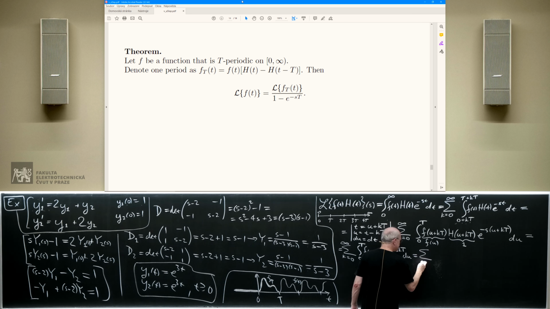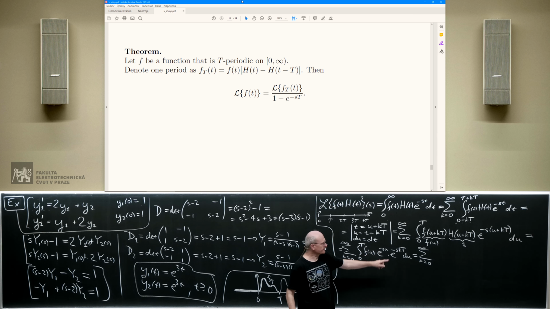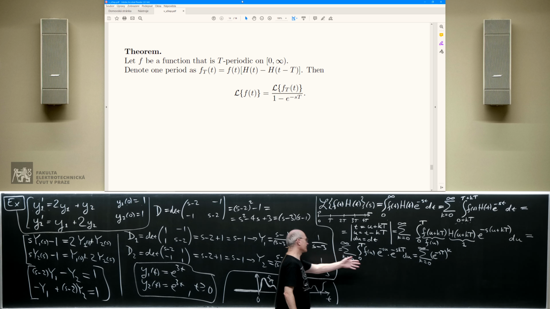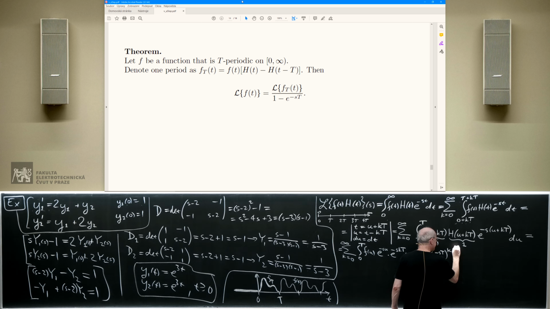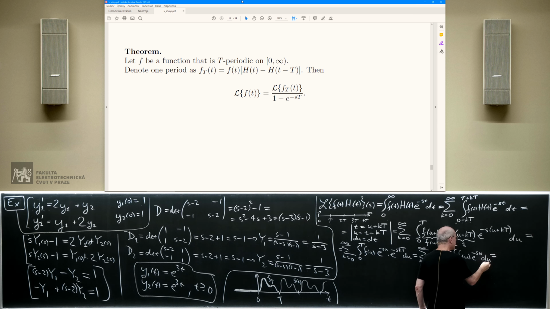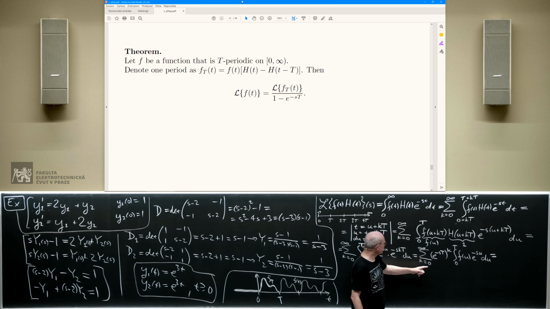Here we go. Summation, k ranges from 0 to infinity. I pull out this exponential, and I'm going to write it in a slightly different way: e to the negative st, to the power k. And what is left? Well, the integral between 0 and t, f(u) e to minus su du. And this is where it gets interesting. All these integrals are now the same. They don't depend on k, and therefore, I can pull them out of the summation.